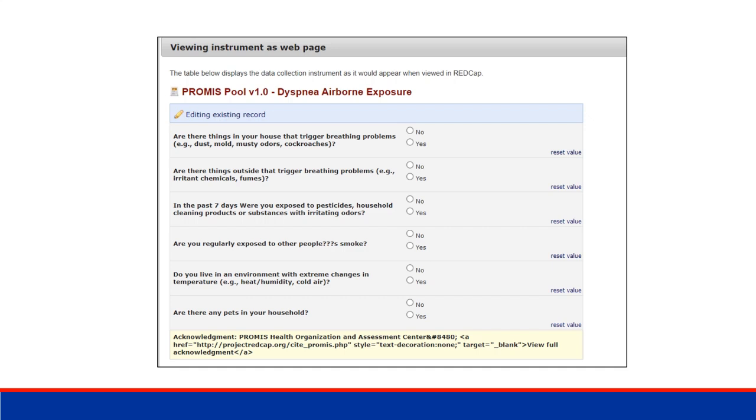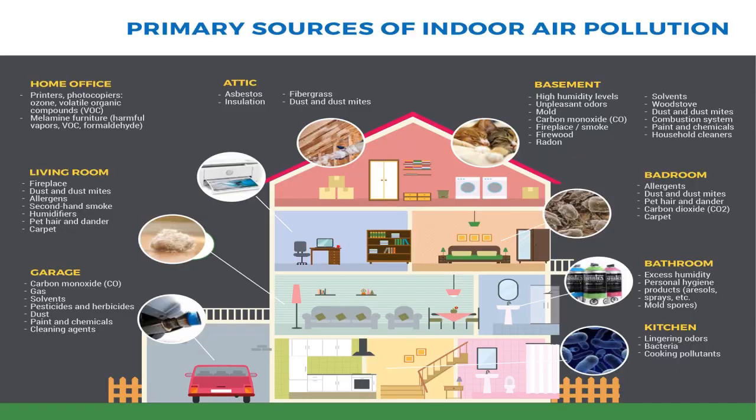This is a PROMIS tool, and it assesses things like things in your home that trigger breathing problems, whether you were exposed to pesticides or cleaning products, exposed to smoke, or whether you live in an environment with extreme changes in temperature. So these are questions that are downloadable and available to use as a survey.